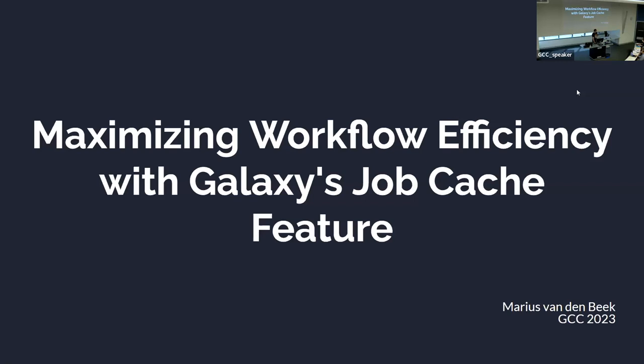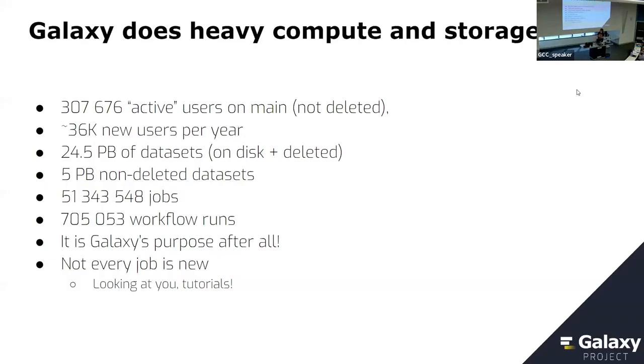I want to talk to you about the job cache. It's something I really care about, and I'll show you why. So Galaxy does some really heavy computing and storage. We currently have 307,667 active users in main, active meaning they're not deleted.